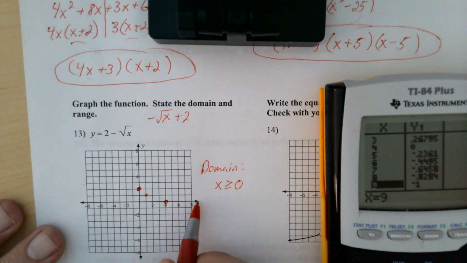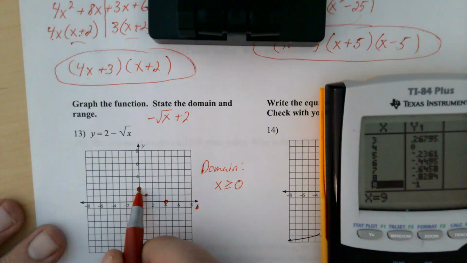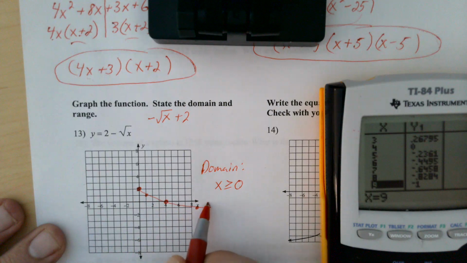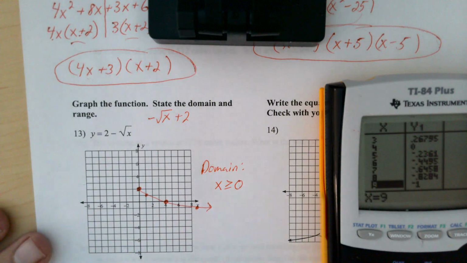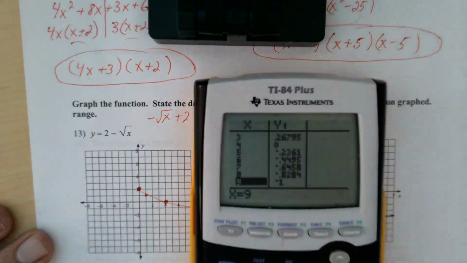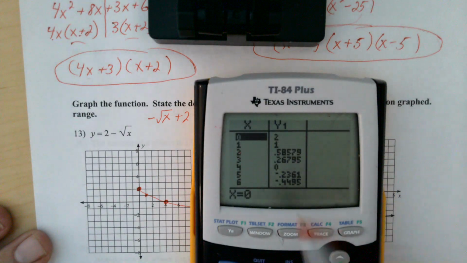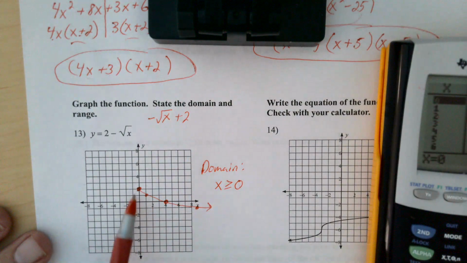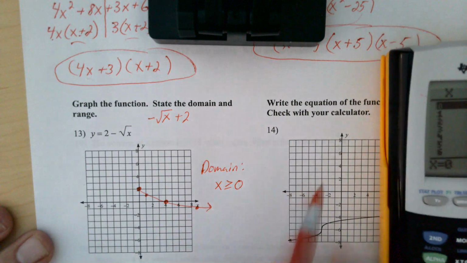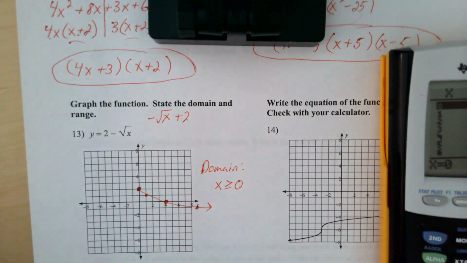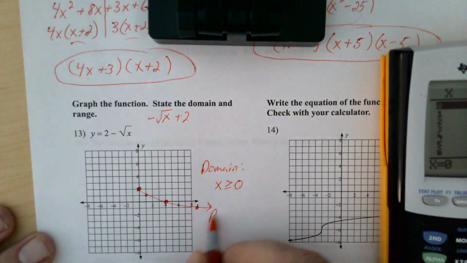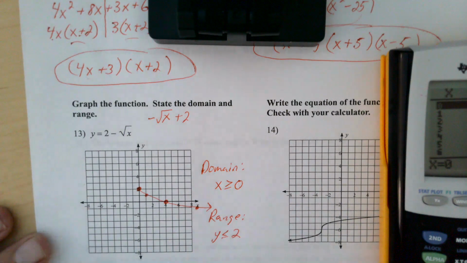If we had enough room to go here, 9 will be down at 1 or negative 1. So when I connect these, I see my graph looks like that. Looking at this graph and at your table, you can see that the largest Y value, the peak for my outcomes, was 2. So if this was money, the most you ever had was $2. All the other points will have Y values less than 2. So my range is Y values less than or equal to 2.